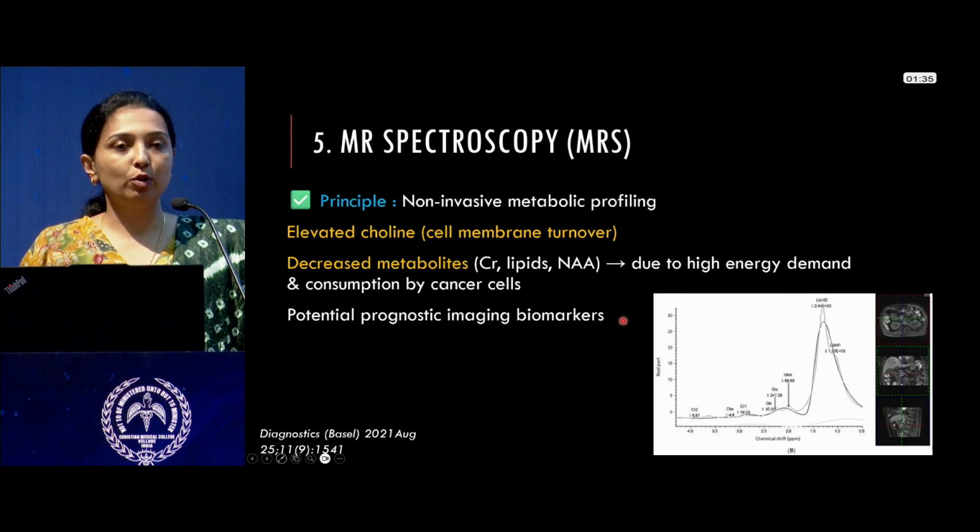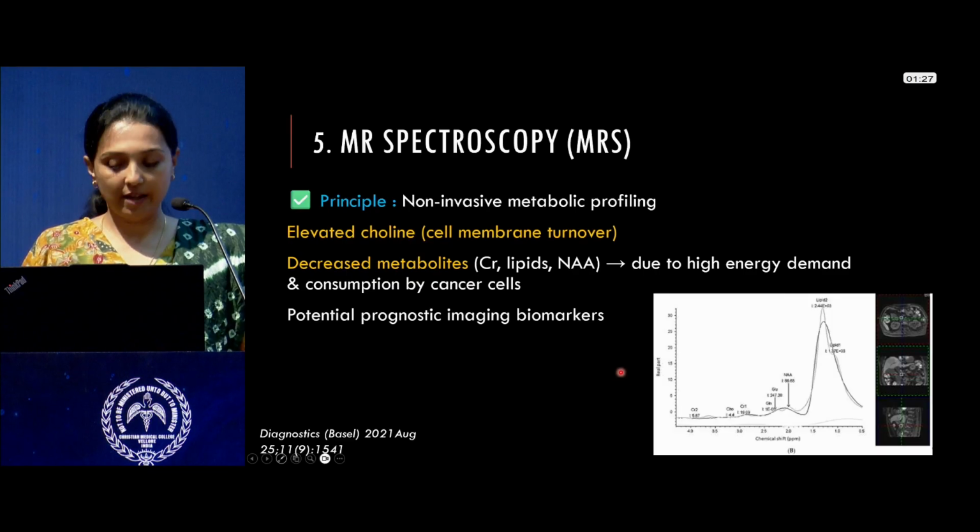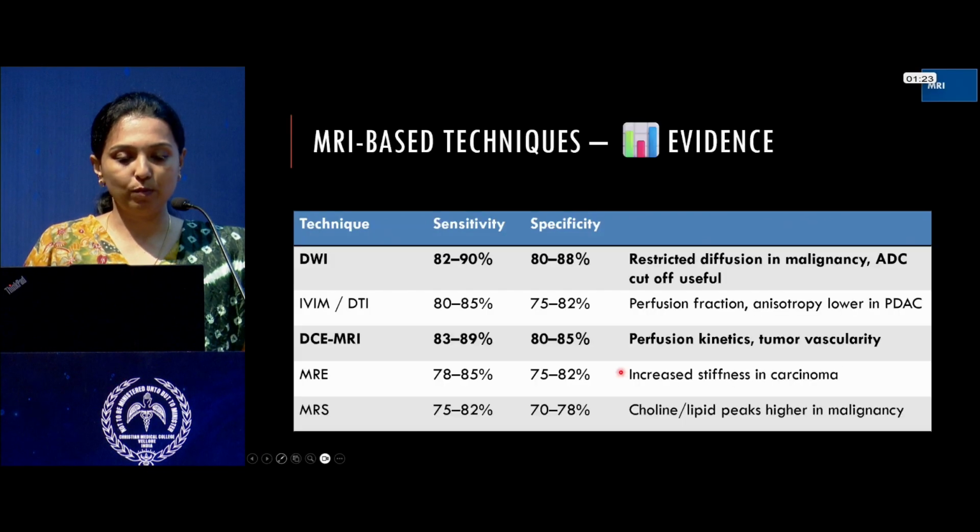Now, MR spectroscopy is regularly used in neuroimaging, and in abdominal imaging we use it for the prostate, but in pancreatic imaging it is in the process of research and shows potential.